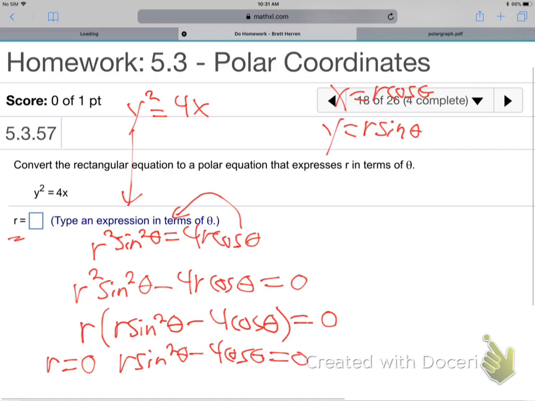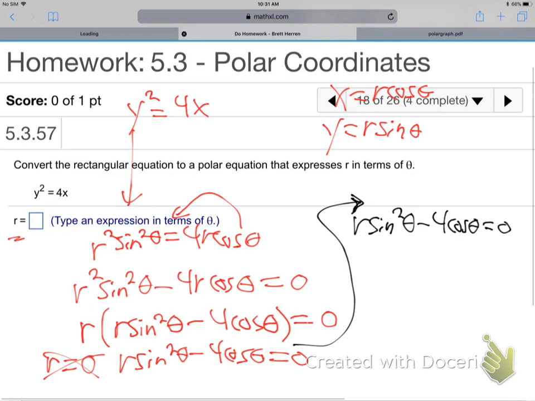Good to there. And this part we're going to throw away because that's just the origin, like it was a minute ago with my long explanation. Bring this part up then. So we have r sine squared theta minus 4 cos theta equals 0. Solve for r. Right, because they want r alone. So now jump this back over. We're doing a lot of jumping back and forth, aren't we? Jump this back over, and we get r sine squared is positive 4 cosine. Divide by sine squared.